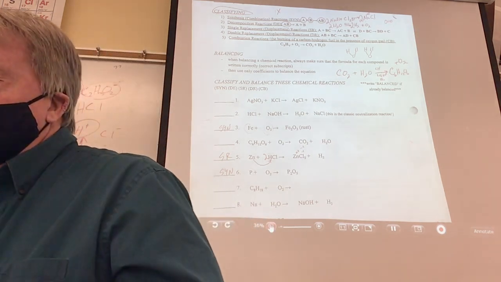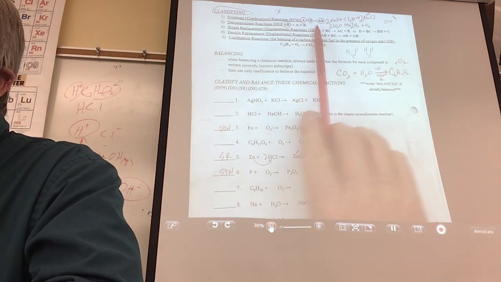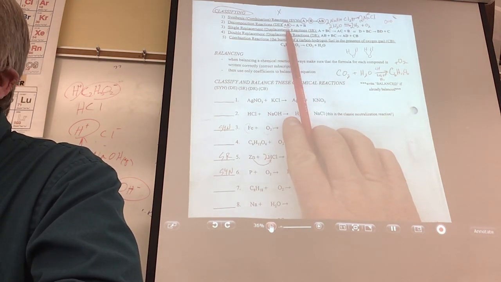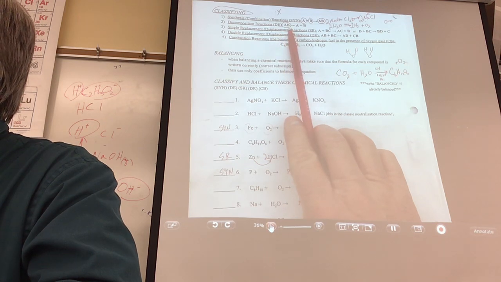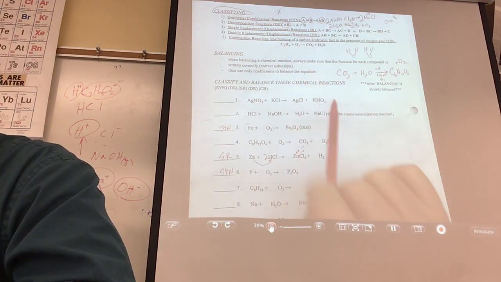Okay. Well, anyway, what's the opposite of synthesis is to break things down, and that's called what? What's that word? What kind of a reaction is this? AB breaks down into A and B. What's that called? That's right.